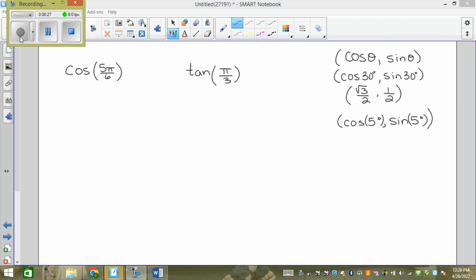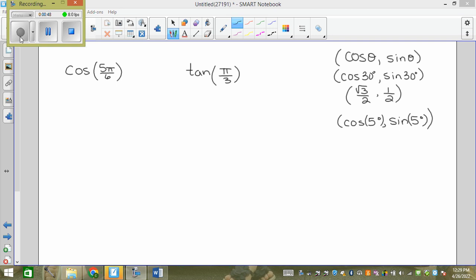Degree. So what mode do I need to be in? Degree. So I go to degree, change my mode to degree, and then I go cos of 5. Everyone should be trying this to see if they can get it in their calculator.